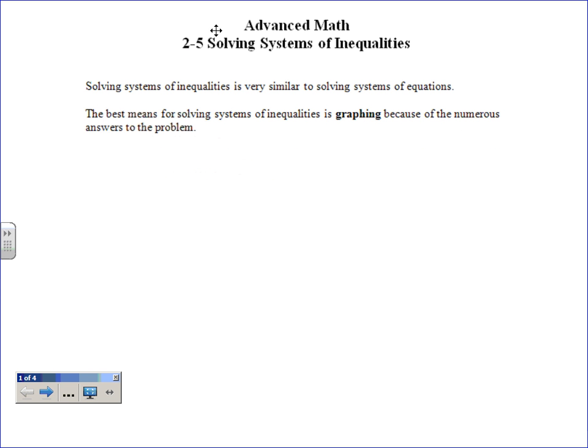Section 2.5. Solving systems of inequalities. That's what we've been doing pretty much the first part of this chapter. Even though there were matrices involved, we used them to solve systems of equations. This is inequalities. And really, remember in equations, graphing was normally the least accurate unless you had a calculator. And here, graphing is actually the best because there normally isn't just one answer to a system of inequalities.